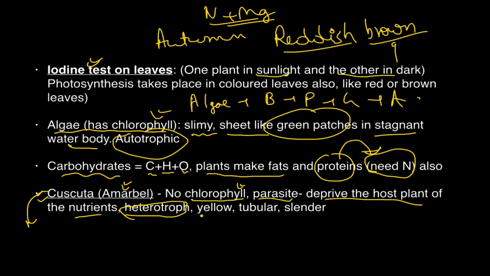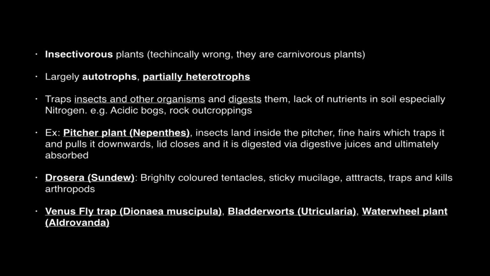It grows over it. आपने देखा होगा वो पीली पीली बेल सी लगी रहती है. That is yellow, tubular and slender. It grows over other plants and sucks the food out of them. That is why it is heterotroph and a parasite.